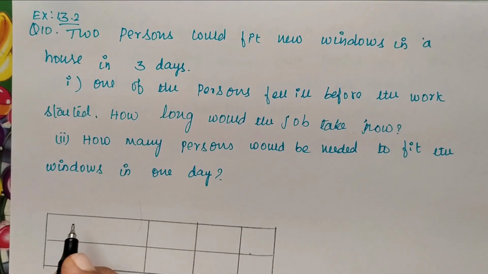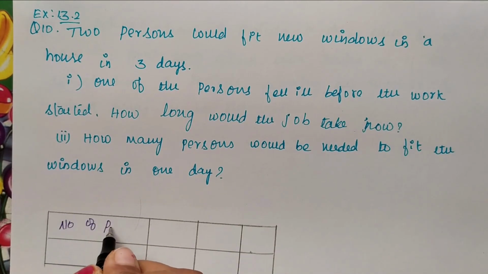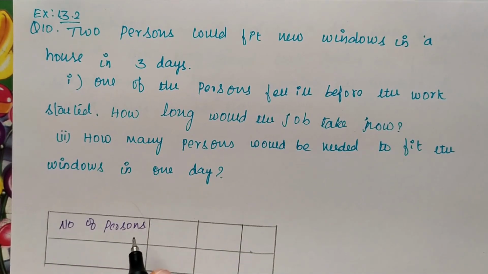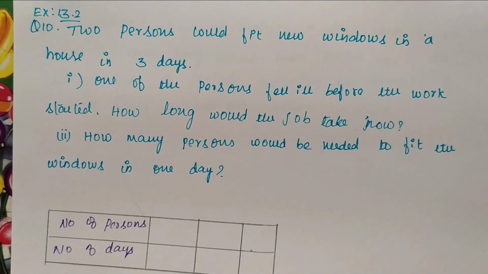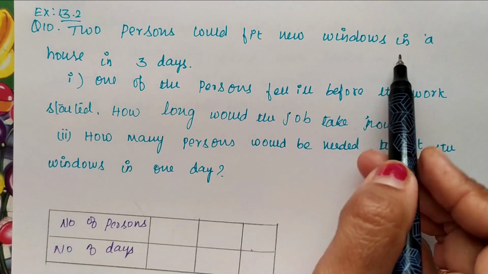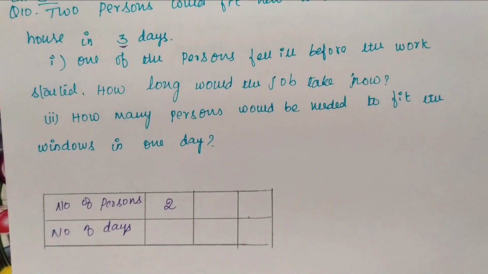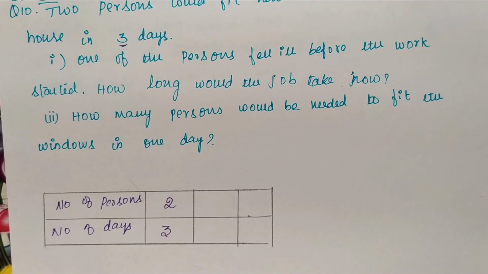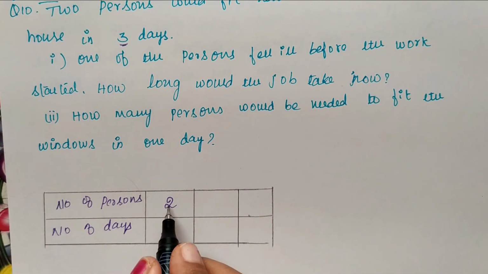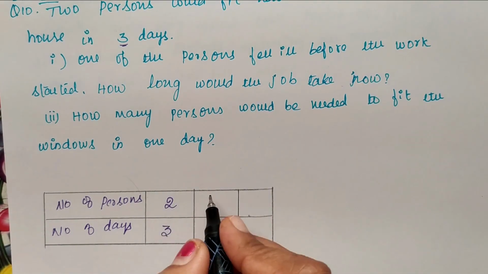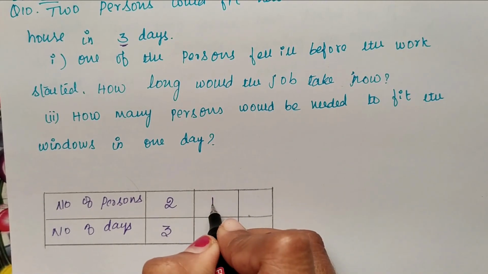So first, here we can take the number of persons. Here, the number of days. So two persons could fit new windows in 3 days. So here 2 persons can fit the windows in 3 days. One of the persons fell ill, which means out of 2 persons, 1 person fell ill before the work started. So there will be only 1 person.